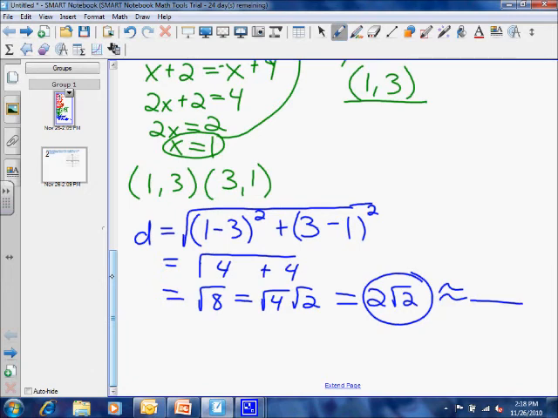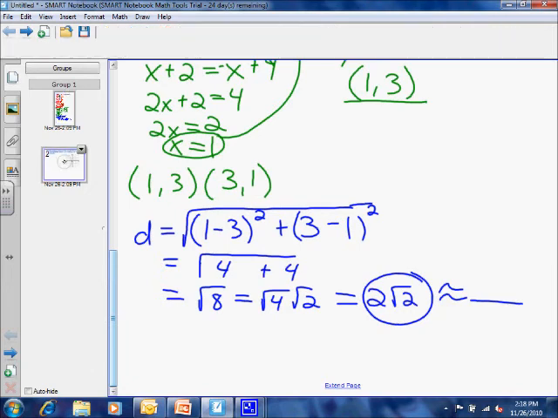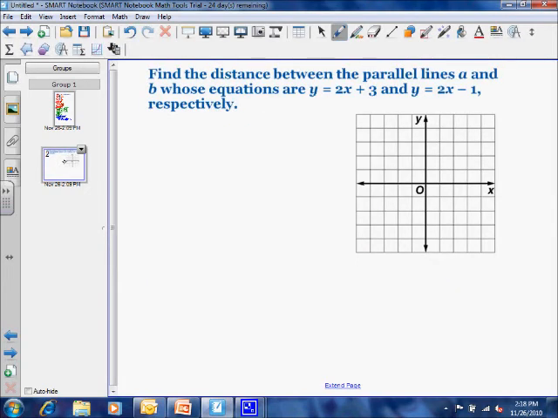Moving further from this problem, let's take a look at the next one. This one's a little different. It says, find the distance between the parallel lines A and B, whose equations are y equals 2x plus 3 and y equals 2x minus 1. Let's show a representation of those two. If I have 2x minus 1, I have my point at negative 1. I'm going to go up 2 over 1, up 2 over 1, up 2 over 1, and down 2 over 1, down 2 over 1. So here is one of my lines.